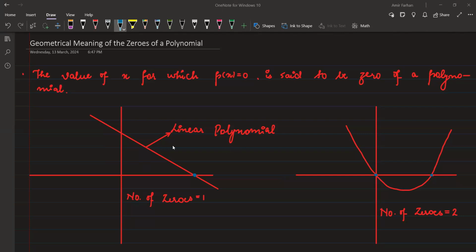As you can see, this is a linear polynomial. A linear polynomial has only one intersection point. You can see it is intersecting at only one point. That's why the number of zeros will be 1. So from this graph, you can also confirm and verify that the linear polynomial will have only one intersection point. Clear? Yes, sir. Any doubt? No, sir.